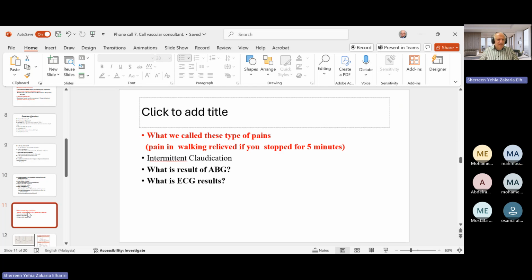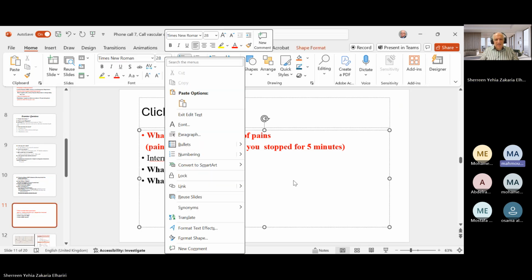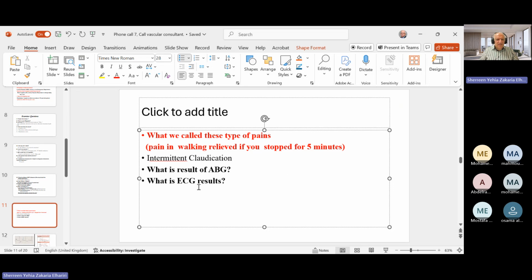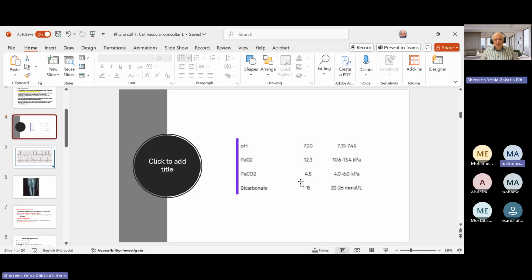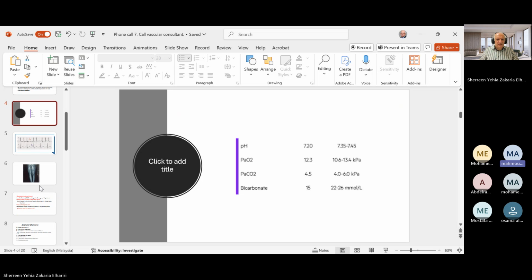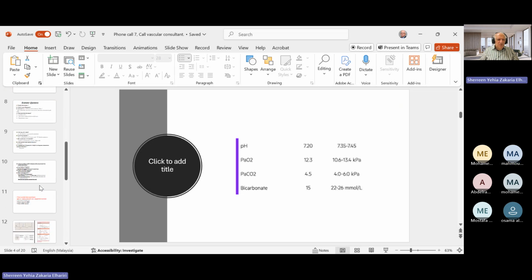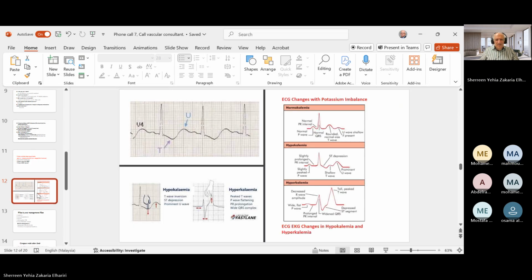Okay, what type of pain does this patient have? We mentioned this pain is intermittent and he stopped after 5 minutes. What do we call it? Claudication, intermittent claudication. Okay, all right. You see the arterial blood gases. What does it look like? Acidosis. Which type of acidosis? Metabolic. Metabolic acidosis. Are you sure? Yes.